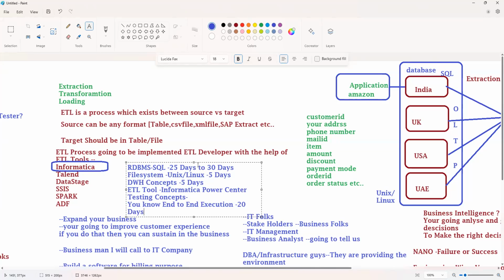Okay. Are you clear, everyone? So overall 60 days, which is going to be your classes. If anybody has any doubt, please let me know.